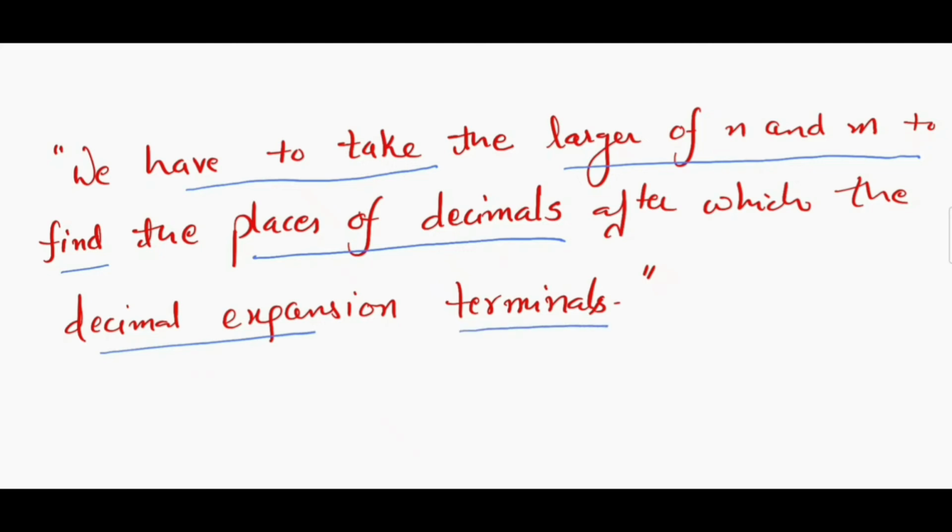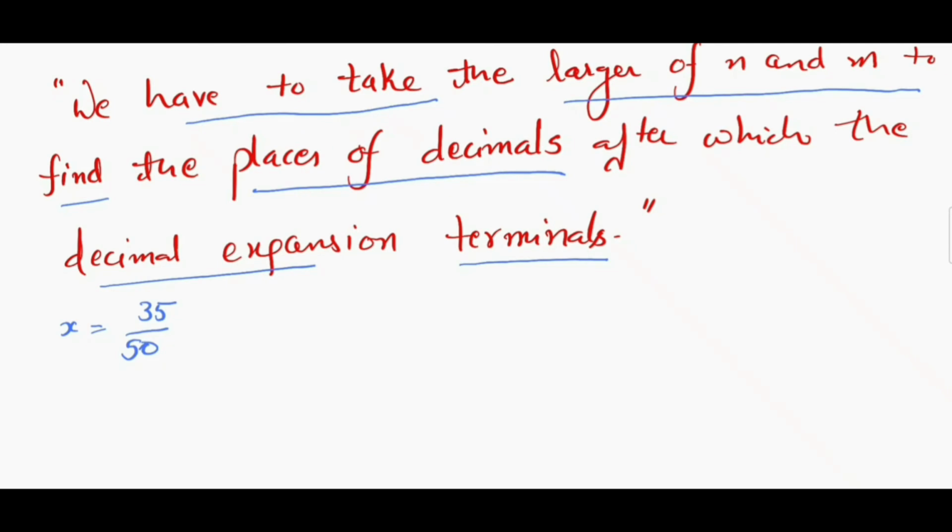So let me take this example. Let's take x equal to 35 divided by 50, and we can write this as 35 divided by 2 raised to power 1 and 5 raised to power 2. This means this decimal expansion will terminate after some time. Suppose we have to find the number of places after which it terminates. We have to take the larger of m and n. Here m is greater than n, so m is 2. So we can say that the decimal expansion of x will terminate after 2 places. So I think this concept is also clear now.